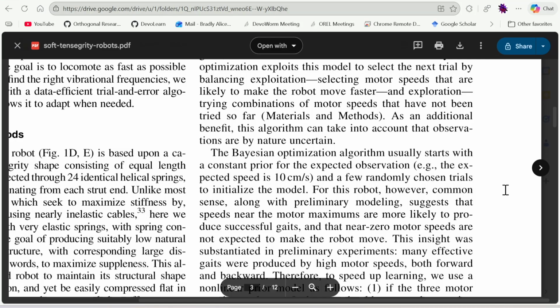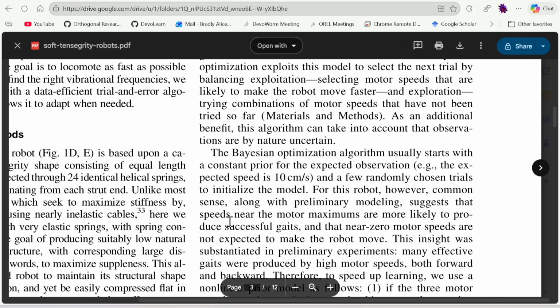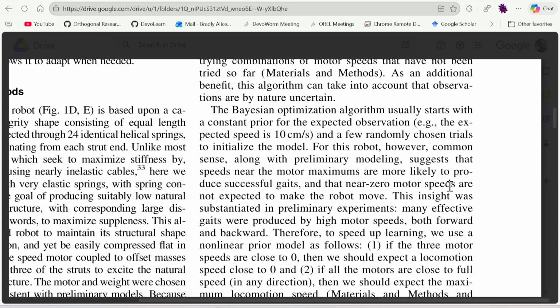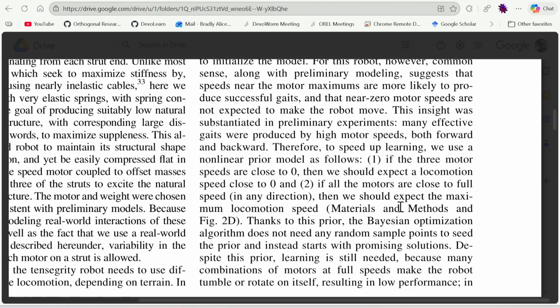We have different ways we can initialize the model. We can have a few randomly chosen trials. They say for this robot, however, common sense along with preliminary modeling suggests that speeds near the motor maximums are more likely to produce successful gaits, and near-zero motor speeds are not expected to make the robot move. This insight was substantiated in preliminary experiments. Many effective gaits were produced by high motor speeds, both forwards and backwards. Therefore, to speed up learning, we use a nonlinear prior model that includes the following points.